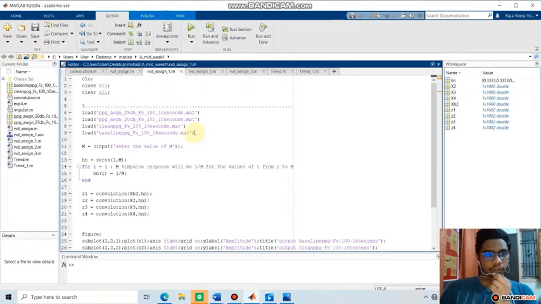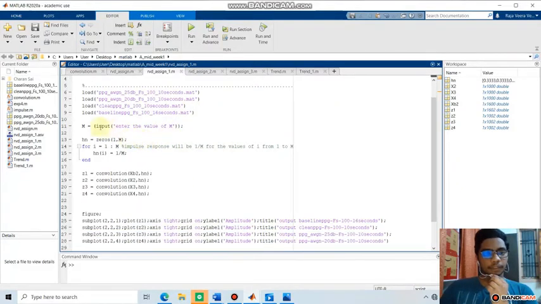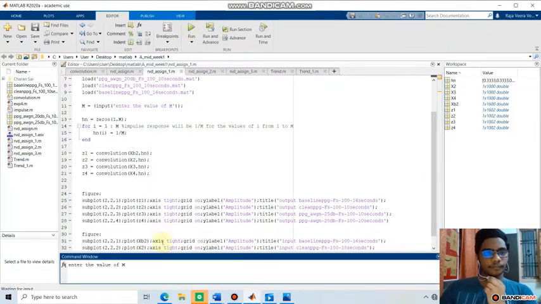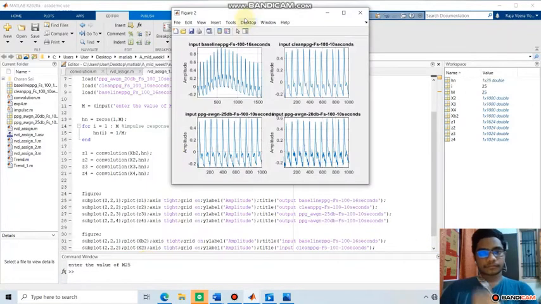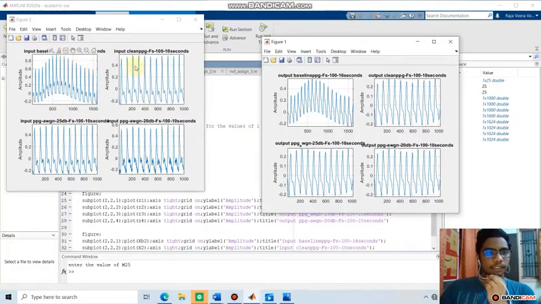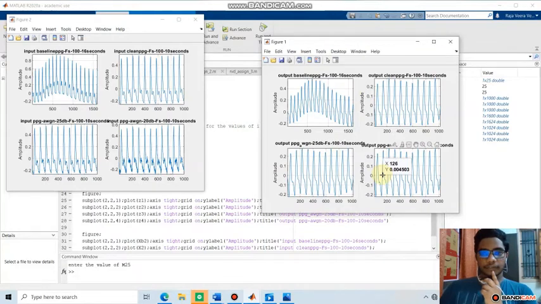Similarly, for the second system, we load the input signals, and the impulse response depends on the value of M. Hence, we enter the value of M through the keyboard, call the convolution function, obtain the outputs z1, z2, z3 and z4, and then plot them. When we run the code and enter the value of M to be 25, these are the input signals given, and these are the output signals obtained after convolution for M equals 25.